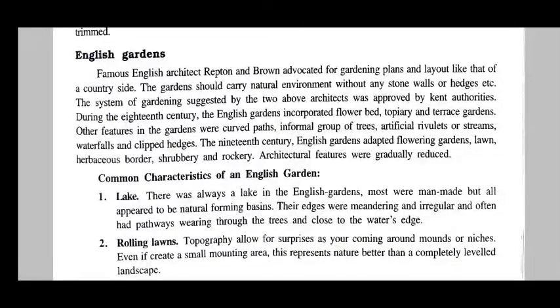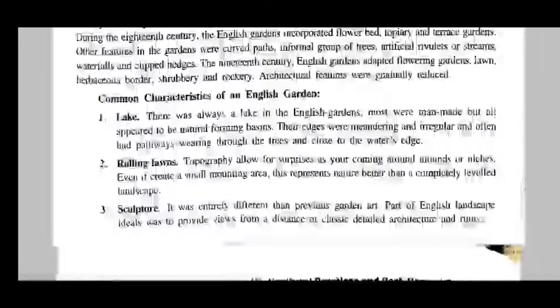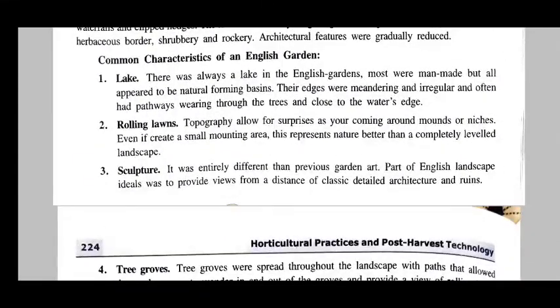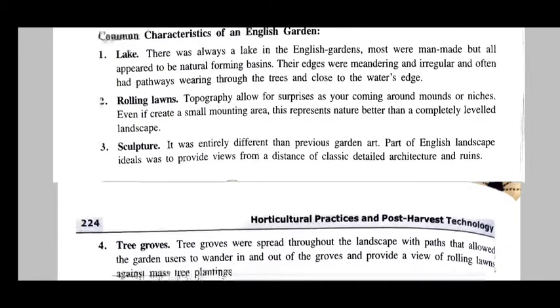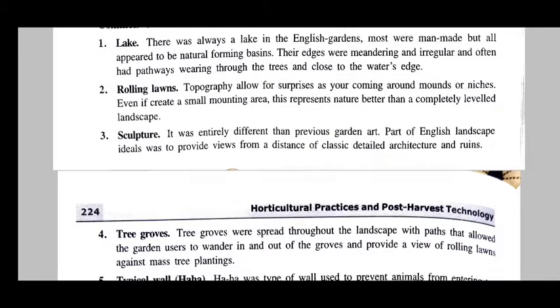The English garden is famous for your Ripton and Brown. The layout has a country feel, and the gardens carry some natural environment without any stones, walls and hedges. A common characteristic inside your English garden is the lake. There has been some lake inside the garden, most of them man-made, and their areas were also maintained with irregular pathways.